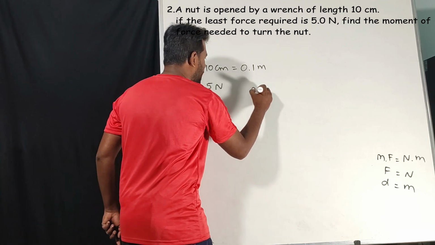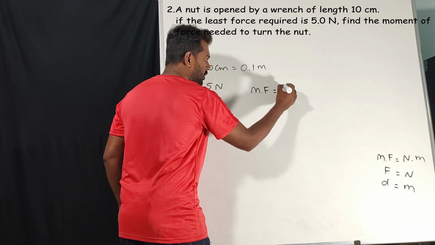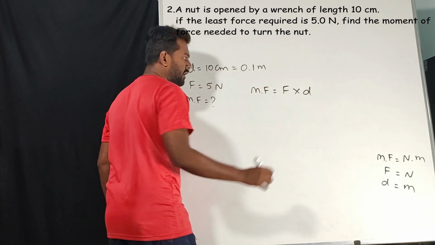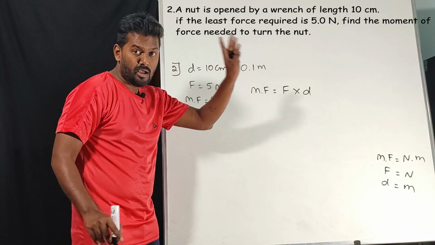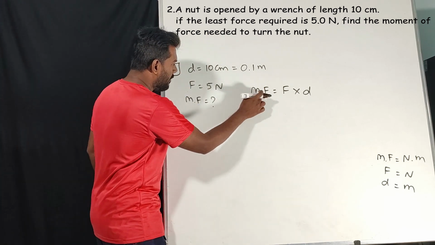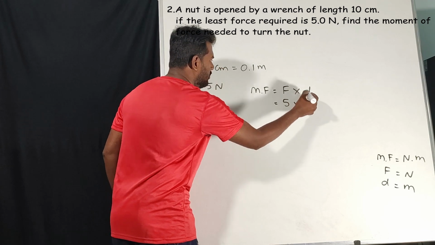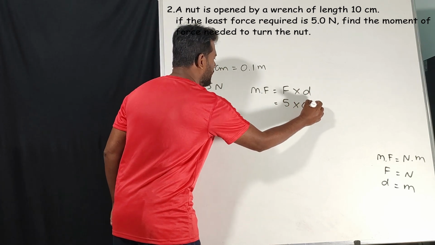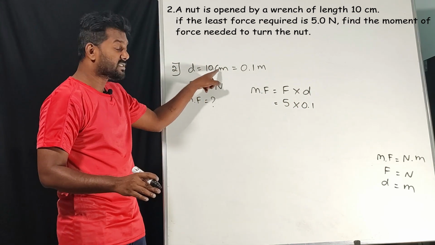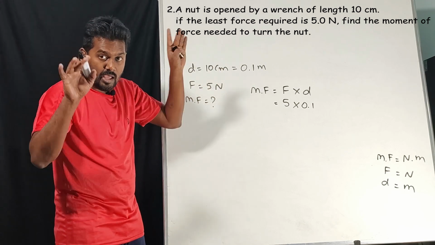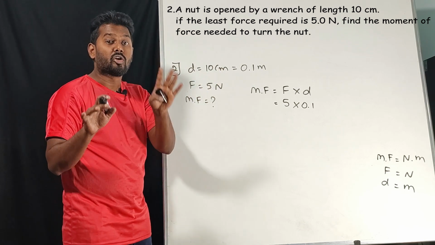Then apply the formula. Moment of force is equal to force into perpendicular distance. In the exam, you have to write it in the full form. Okay. Now, moment of force we have to find. What is the force given? 5 into distance, it is 0.1. Don't write 10 centimeter. This is not the SI unit. Here only you are going to get the wrong answer.